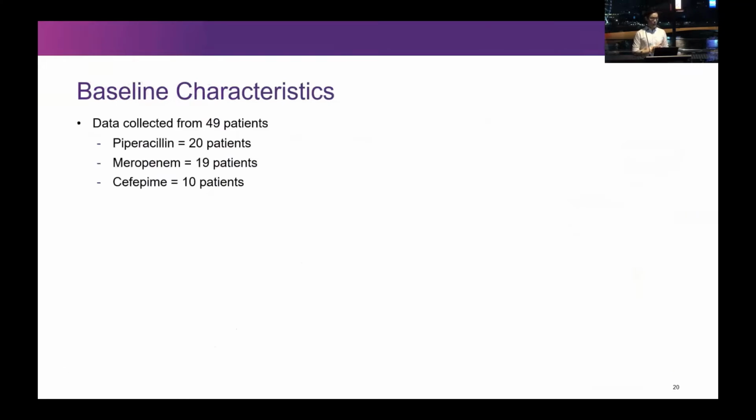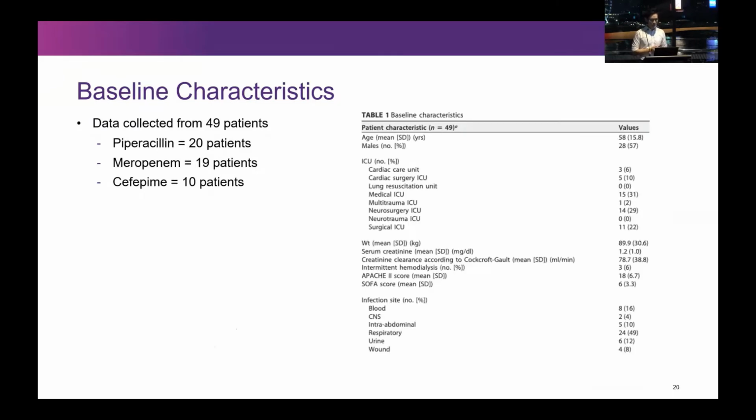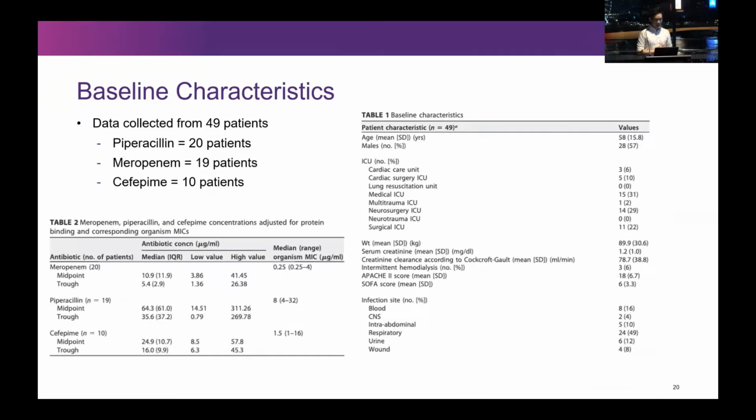Oh, right, sorry, thanks. So overall, in terms of the baseline characteristics of the patients in the study, they collected data from 49 patients. 20 of them had piperacillin, 19 of them had meropenem, and 10 of them had cefepime. So this is the actual baseline characteristics of all of the patients in the study. And this is the MIC data and the antibiotic concentrations for the particular study.